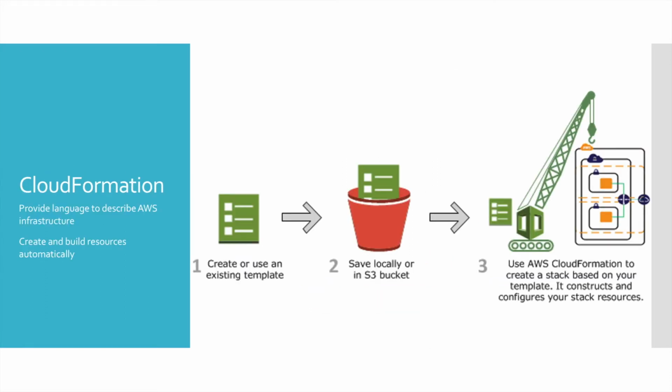In AWS, CloudFormation is a very useful tool to implement that infrastructure as code. CloudFormation provides a language to describe AWS infrastructure, and it can help you create and build resources automatically. You can create or use existing templates, save them into S3 or locally, and you can upload those templates into the CloudFormation console. And then CloudFormation uses that script to create all those infrastructure stacks.